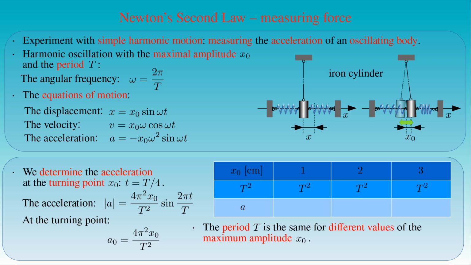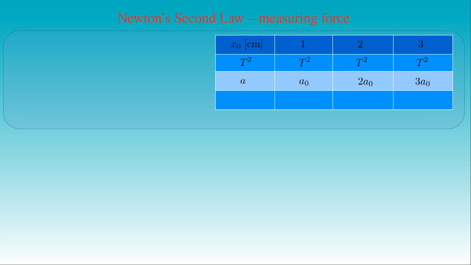We can conclude that the acceleration is 2 times and 3 times greater in the second and the third cases than the one measured in the first experiment. Then we have demonstrated that the acceleration of the iron cylinder at the turning points is proportional to the maximum amplitude x0 of its oscillation. We know that the greater maximum amplitude we choose for the oscillation, the more we stretch or compress the springs. But we can also assume that the more we stretch or compress the springs, the more elastic force they exert on the cylinder. Based on these observations, we interpret the result of the experiment as follows.